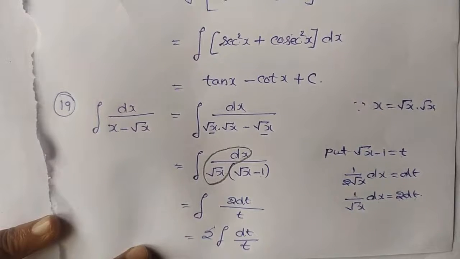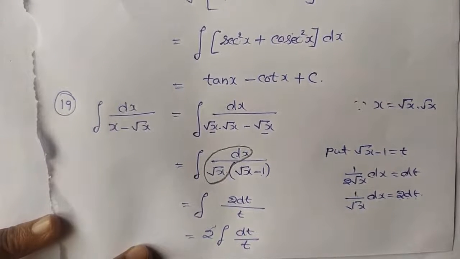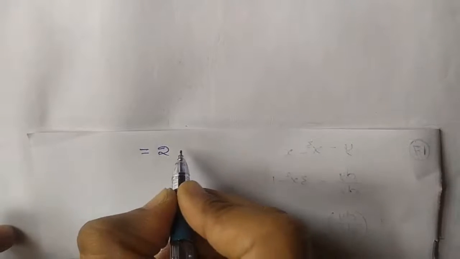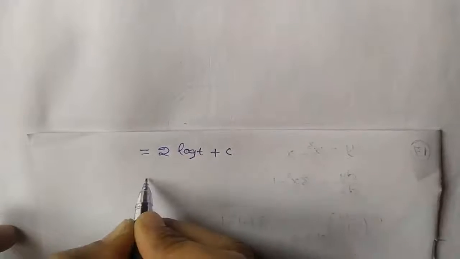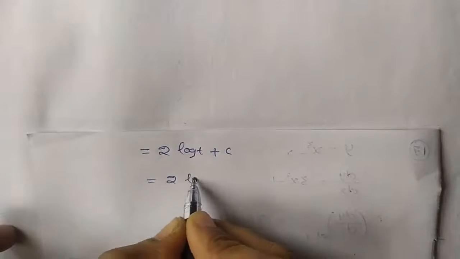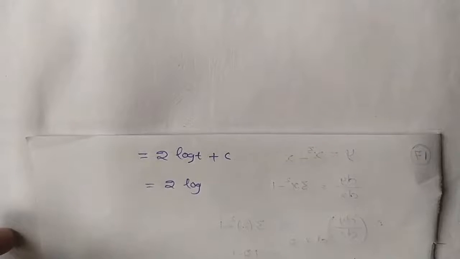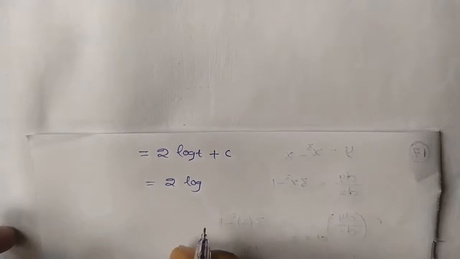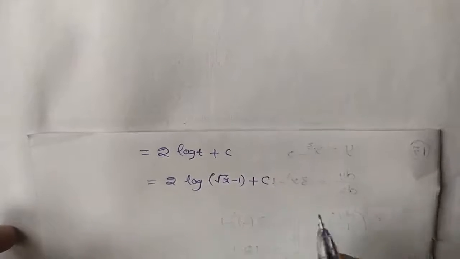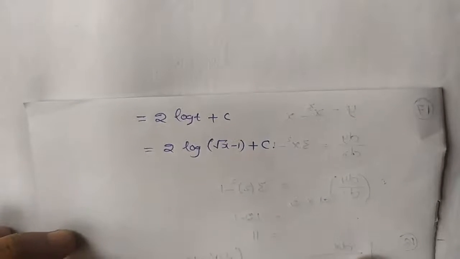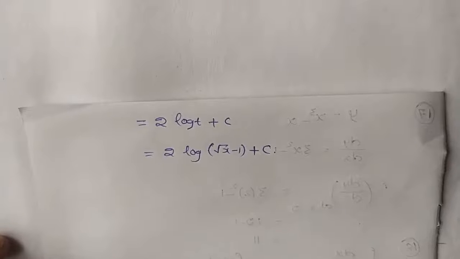I am just turning this sheet to the next page. So we will continue in the next sheet: 2 into the integration of dt by t is log t plus c, that is equal to 2 log t. What have we taken for t? Root x minus 1. So, 2 log of root x minus 1, plus c. Hence it is the solution for this question.